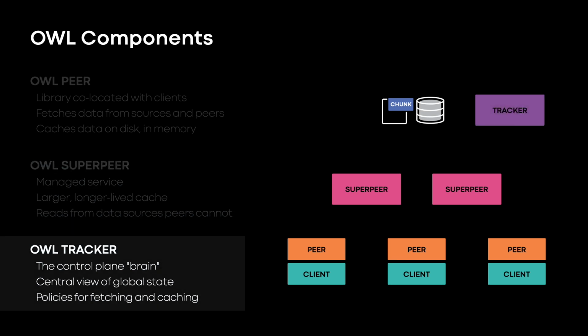And the tracker is the key here. It's the brain of the system. So a tracker tells the peers and superpeers what to do and implements these policies for fetching and caching data. Let's see how this all works.